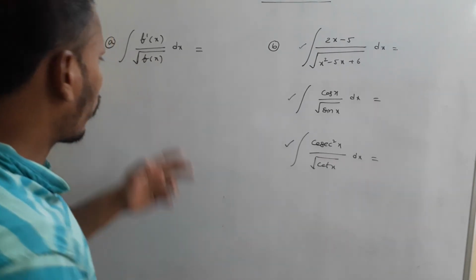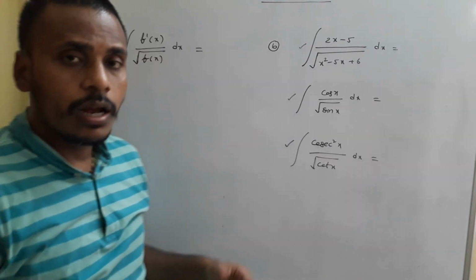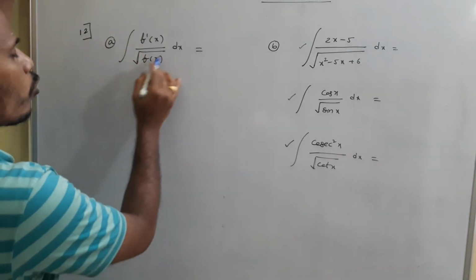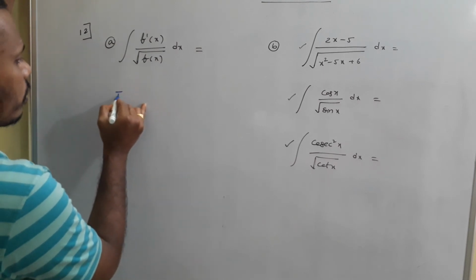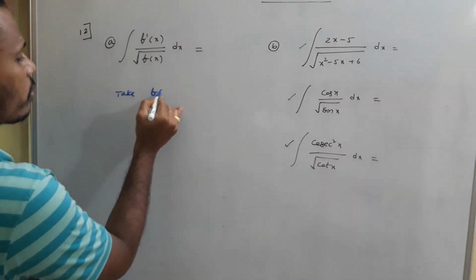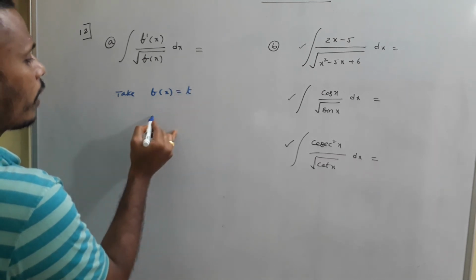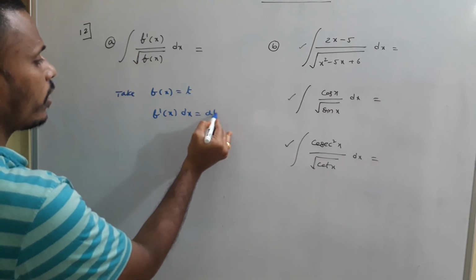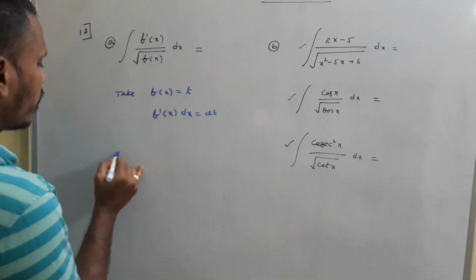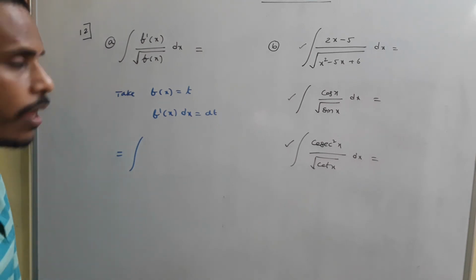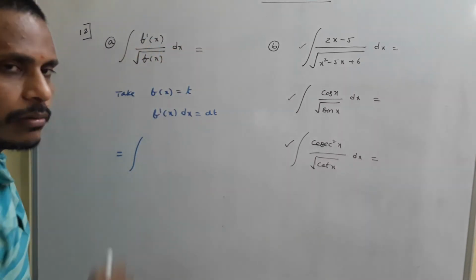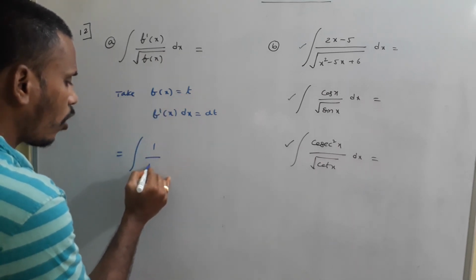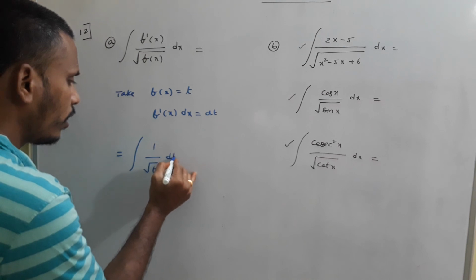Next method, next model. Actually the method is the same, substitution method, and now we are discussing another trick or another type. Integral of f dash x by root f of x dx. Again same logic. If you wish to solve, you just take f of x is equal to t, and if you apply derivative on both sides, this side it is f dash of x dx is equal to, for t it is dt. And now this given problem is nothing but integral of f dash of x dx is dt in the numerator, and root f of x is root t in the denominator. So integral of 1 by root t dt.